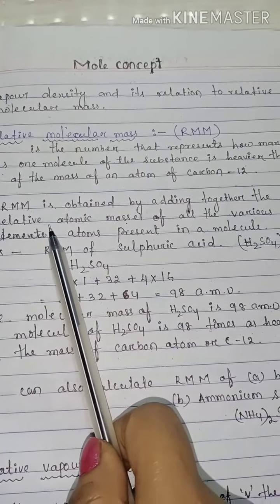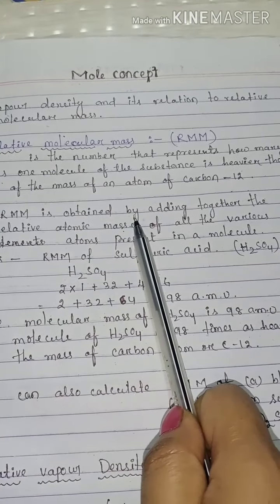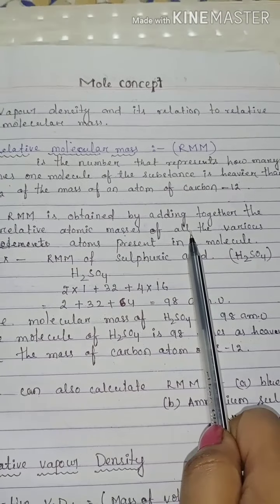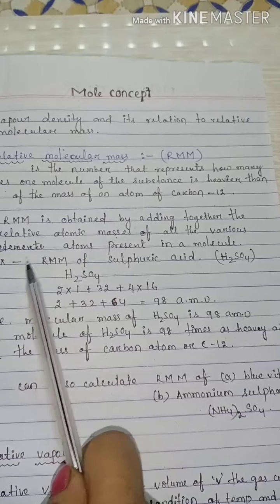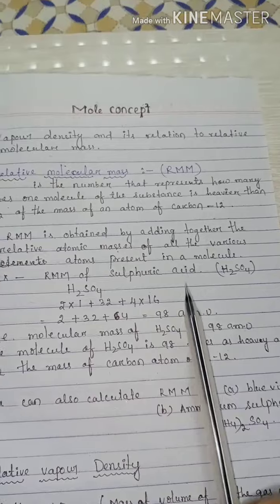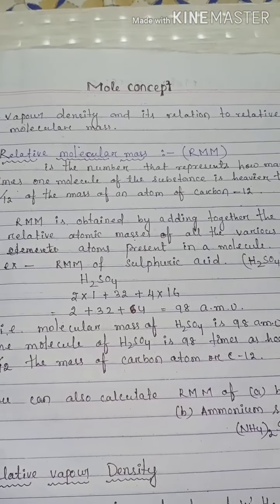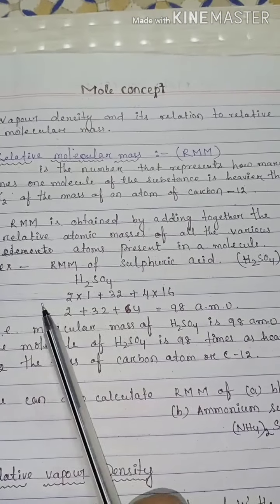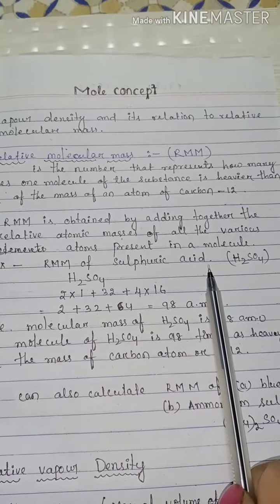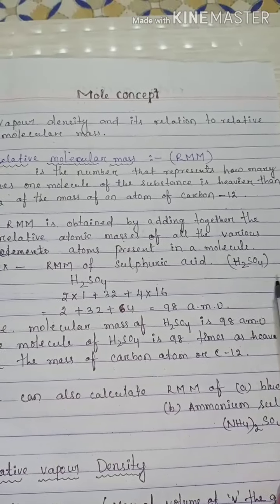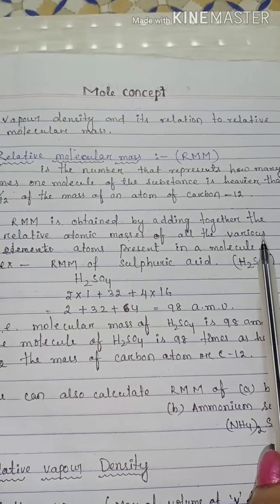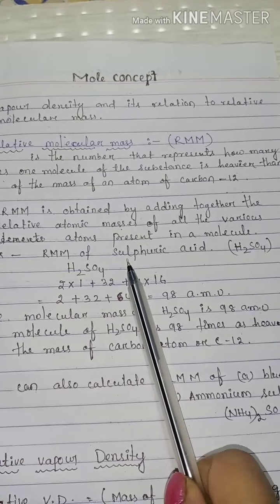How is it calculated? Relative molecular mass is obtained by adding together the relative atomic masses of all the various atoms present in a molecule or a compound. Clear? I am giving an example here. If it is asking the relative molecular mass of sulfuric acid, suppose I am taking one molecule of sulfuric acid, then how will we calculate the relative molecular mass?